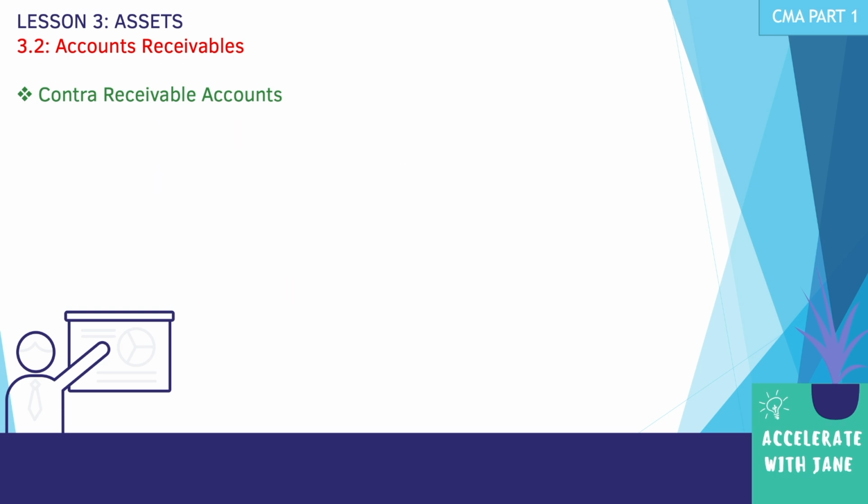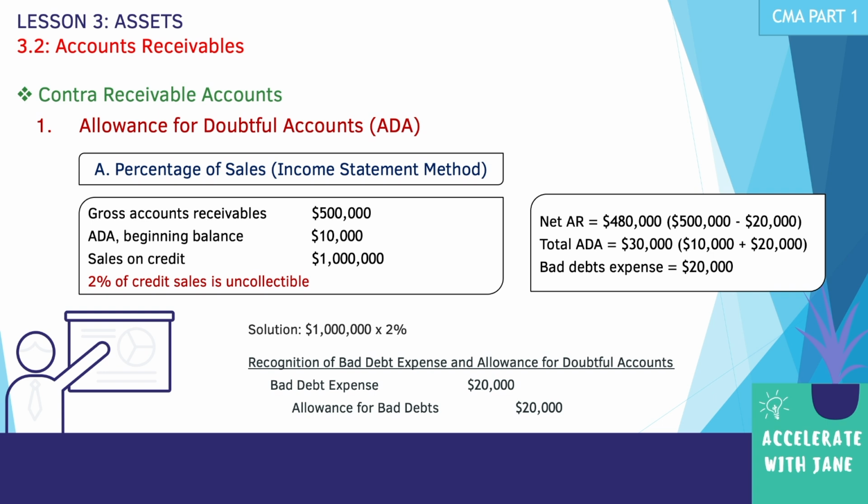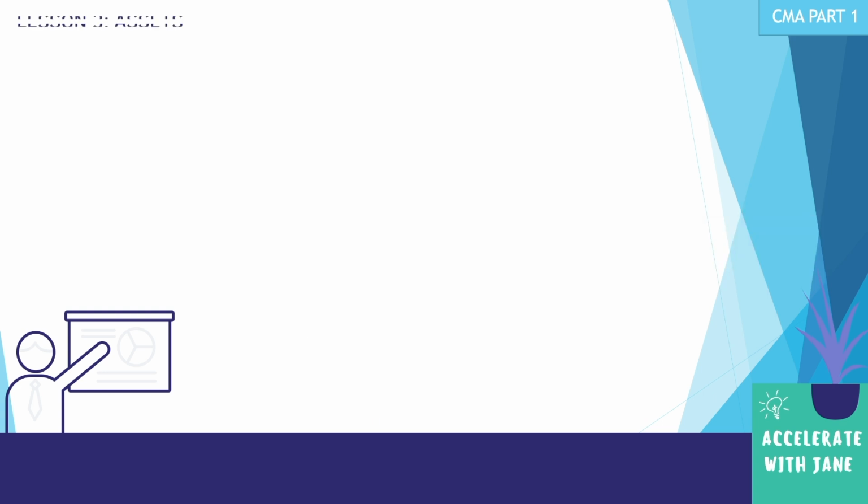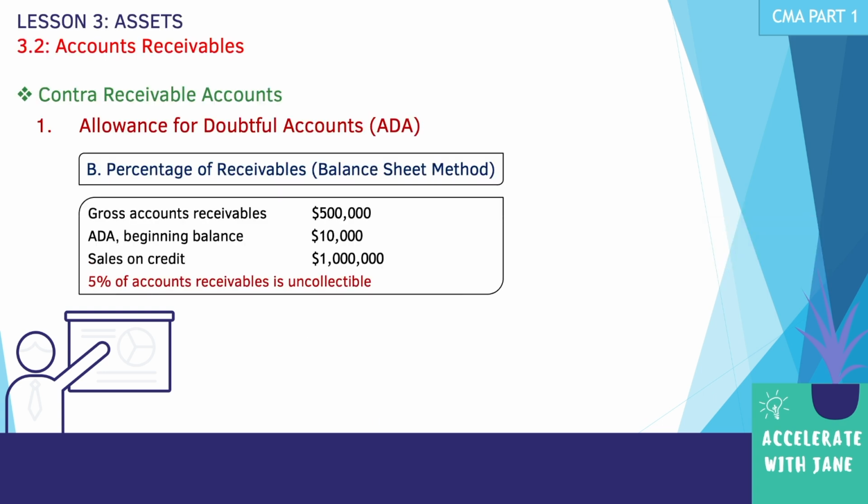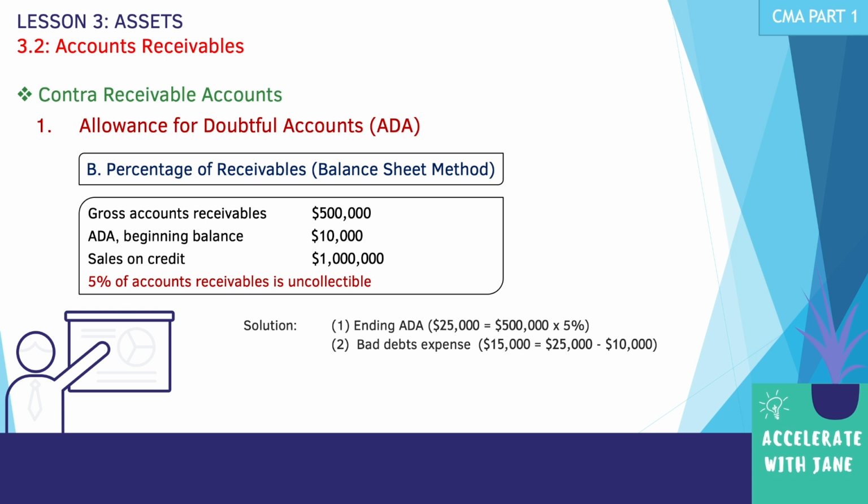So if you go back to the first approach, you can see here that the computation is 2% of credit sales. So this is the income statement method. In this second approach, our computation is 5% of accounts receivable. That's why this is now a balance sheet method. In here, you will note that when we compute 5% of accounts receivable, we actually arrive at the ending balance of the allowance. That is, accounts receivable of 500,000 multiplied by 5%, that is 25,000 US dollars. So this is already the ending balance of the allowance for doubtful accounts.